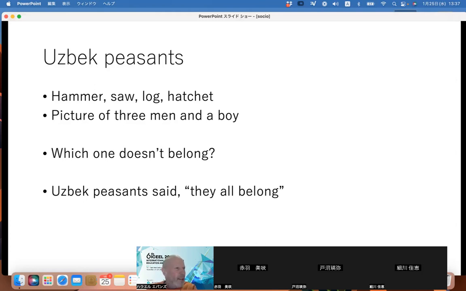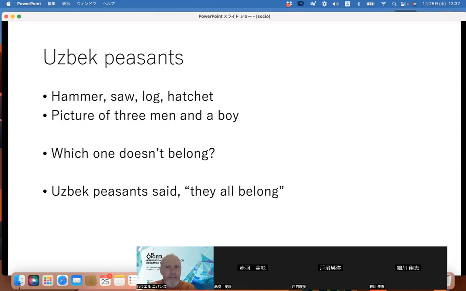I don't know, but I feel they're right. Like the hammer, saw, log, hatchet, you use them all together, right? If you haven't got a log, then hammer and saw and hatchet are useless, right? So in that situation, it makes sense. And with the 3 men and the boy, it makes sense as well. So I think they're right. It's as you say, it's just a different way of thinking, right?